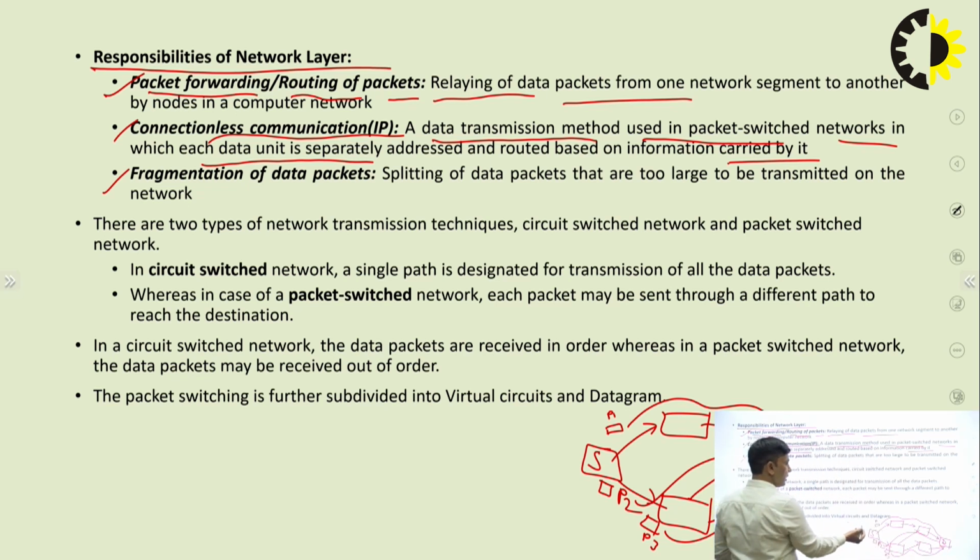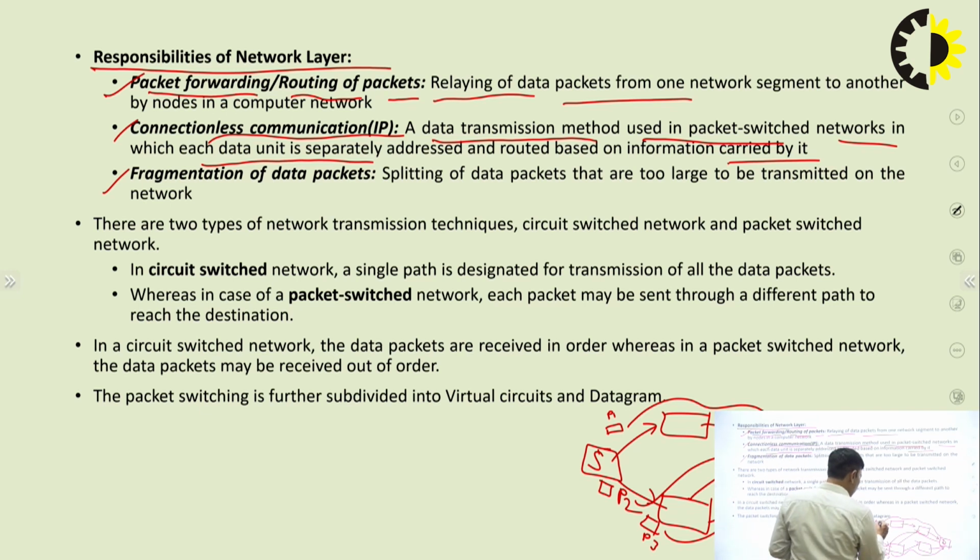That means the data at the source is divided into a number of packets, and each and every packet has the source and destination addresses, and each follows a different path. So I'm saying that these packets may be delivered out of order. That means they will not be delivered in sequence. What is the reason? The reason is very clear.